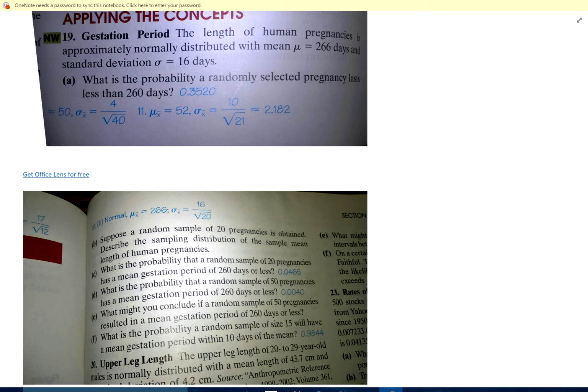Okay, number 19, we actually did this one in class, so I'll go quickly here. The length of human pregnancies is approximately normal with a mean of 266, standard deviation of 16. Probability that a randomly selected pregnancy lasts less than 260 days. That's this area here. This is my normal calculation. So probability that x is less than 260. You can find the z-score or do normal CDF.